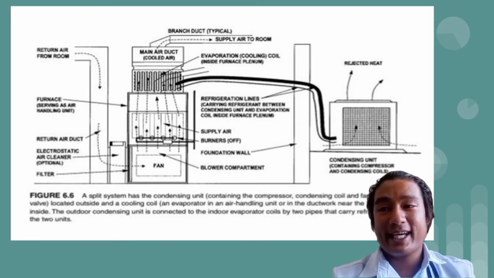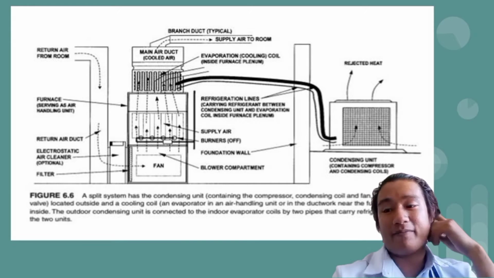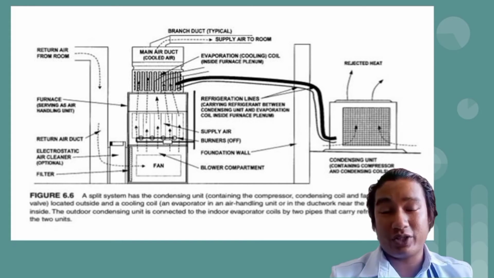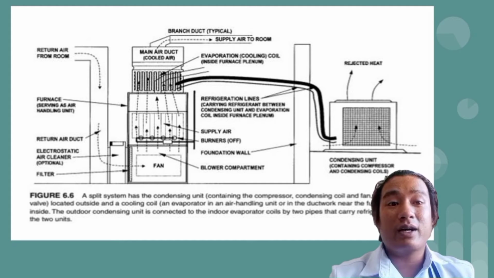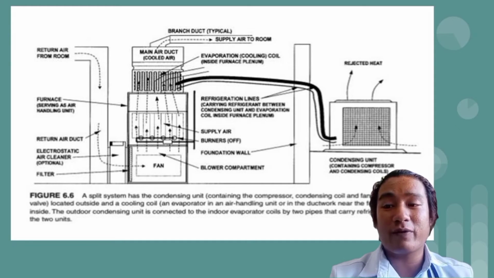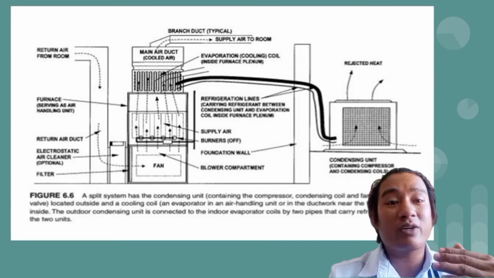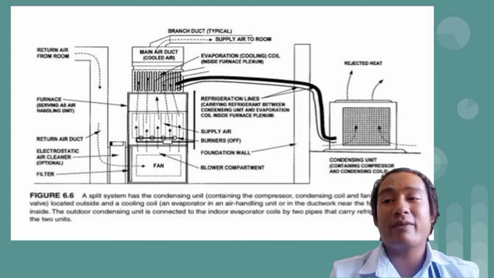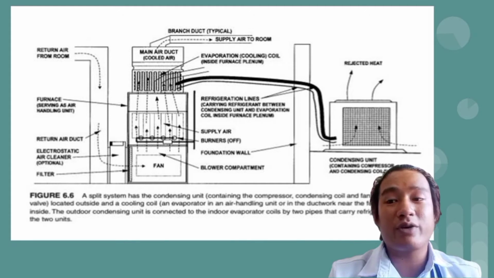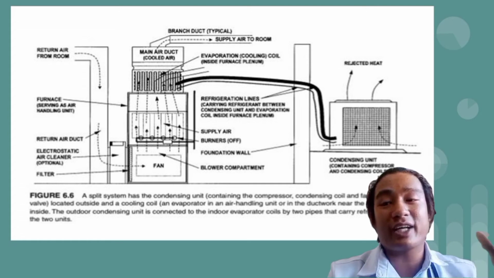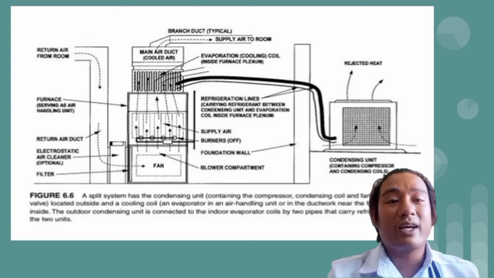Figure 6.6 is an example of a split system air conditioning system. So first, the return air, the hot air from the room, will travel through a tube that will go to a fan. Then the fan will release the air to the evaporator, and the evaporator will cool that air and release it to the main air duct, and the main air duct will supply air to the room, and the extra heat that is rejected will go to the condensing unit outside of the building.